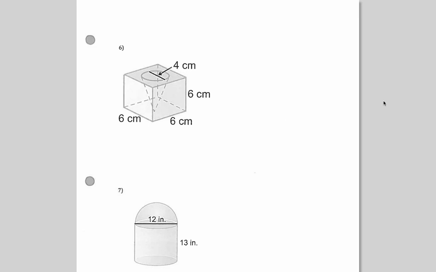Not that you should skip that, but this is done the same way. Now we're taking a cone out of a cube. So same idea, but instead of finding the volume of a cylinder, you're going to find the volume of a cone.